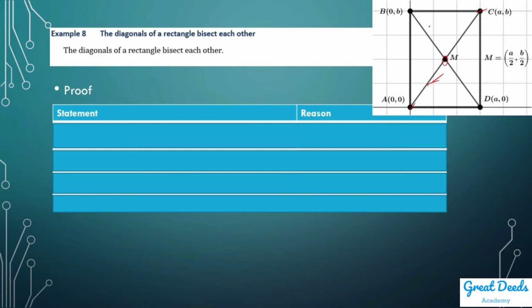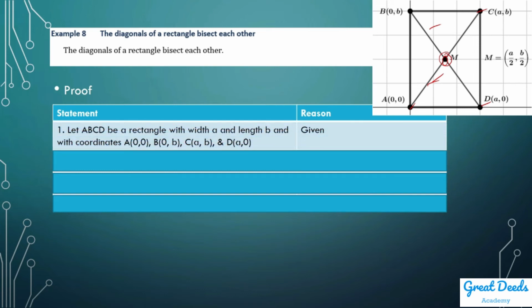Now pay attention to the diagonal BD. If the other diagonal bisects BD, that means the point of intersection is again that point. So what that means is we must show that the two diagonals of a rectangle have the same midpoint. That is what you must show. Again, you cannot jump straight into writing the proof. It must be clear to you where you want to go.